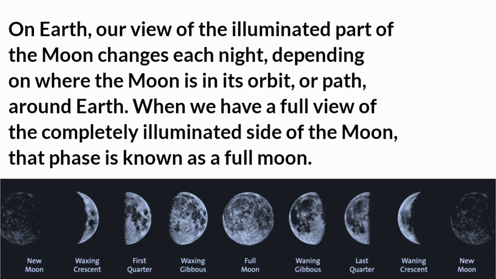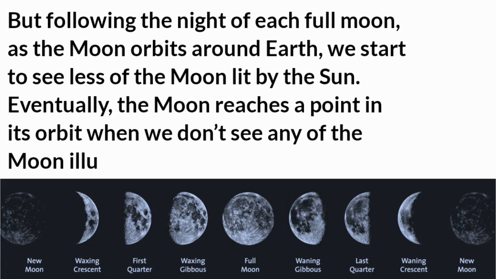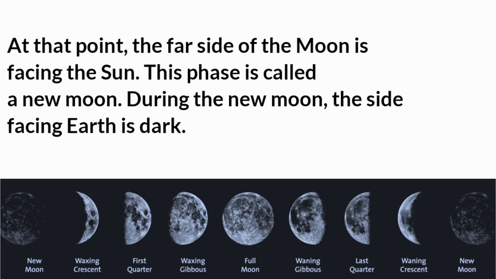When we have a full view of the completely illuminated side of the moon, that phase is known as a full moon. But following the night of each full moon, as the moon orbits around Earth, we start to see less of the moon lit by the sun. Eventually, the moon reaches a point in its orbit when we don't see any of the moon illuminated. At that point, the far side of the moon is facing the sun. This phase is called a new moon. During the new moon, the side facing Earth is dark.